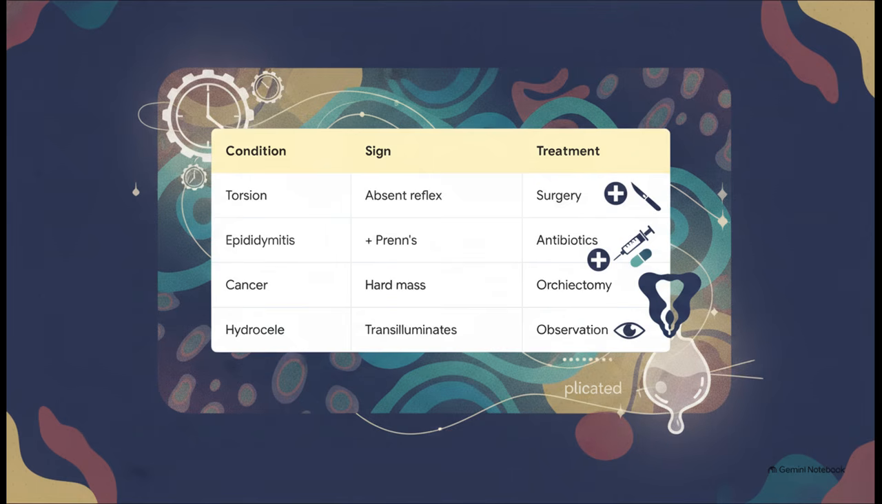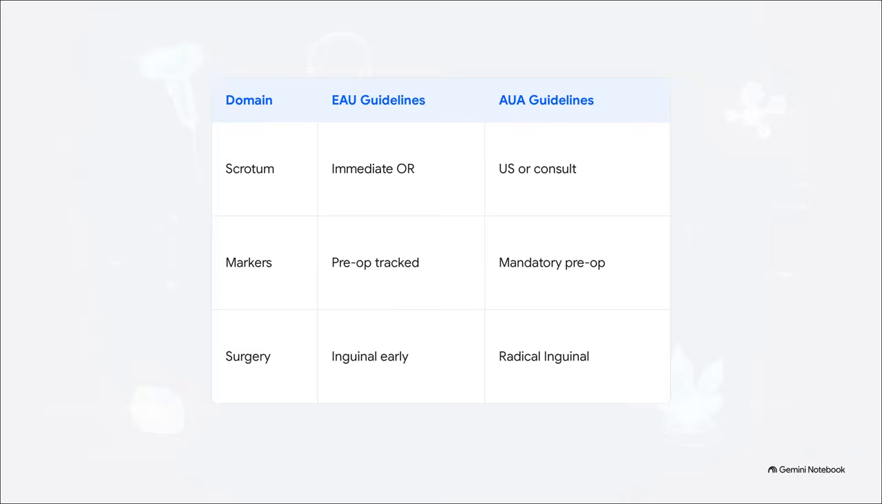It's a great reminder that torsion demands immediate surgery, a scrotal exploration, detorsion, and bilateral orchidopexy, all within that strict 6-hour window. Epididymitis, where you have a positive Prinz sign and an intact reflex, is managed medically with antibiotics like ceftriaxone and doxycycline. Cancer, that requires a radical orchiectomy. And a benign hydrocele can just be observed, or maybe surgically plicated down the line if it gets too burdensome for the patient.